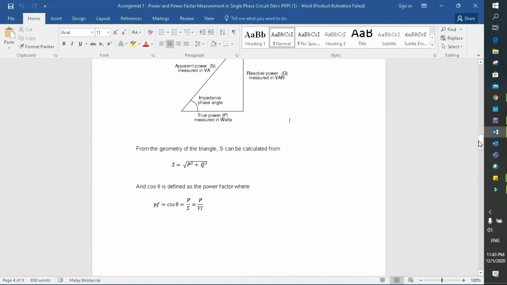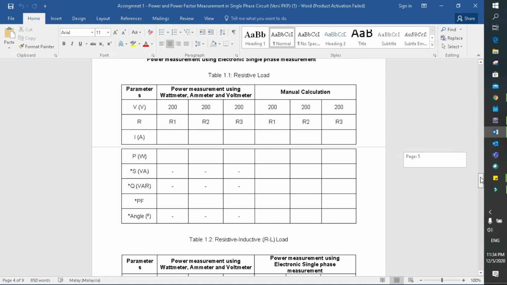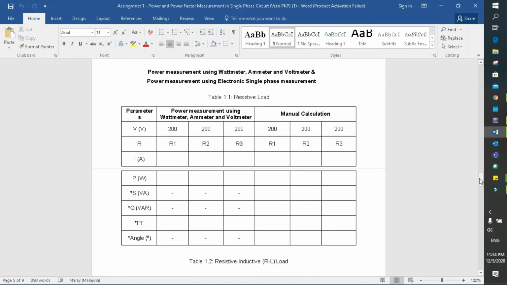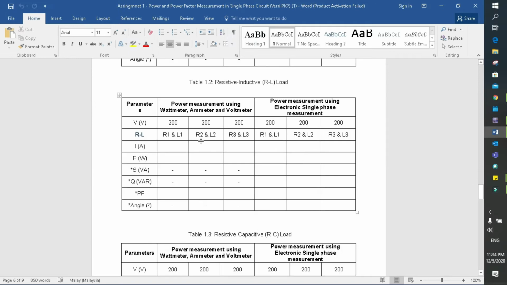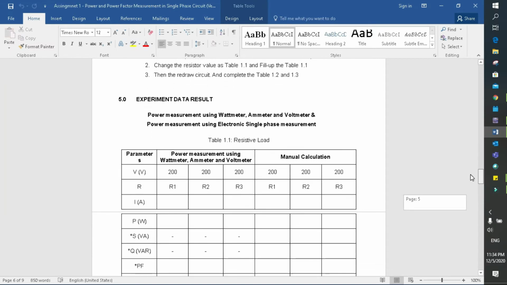We carry on to the procedure. We need to construct a simple circuit for resistor, inductor, and capacitor. Here the lecturer already gave the circuit, but this circuit contains everything: resistor, inductor, and capacitor. Actually, we need to do this one by one, as we can see from the tables. Table 1.1 is for resistor only. Table 1.2 is for resistor and inductor. And Table 1.3 is for resistor and capacitor. So we focus on Table 1.1 first.